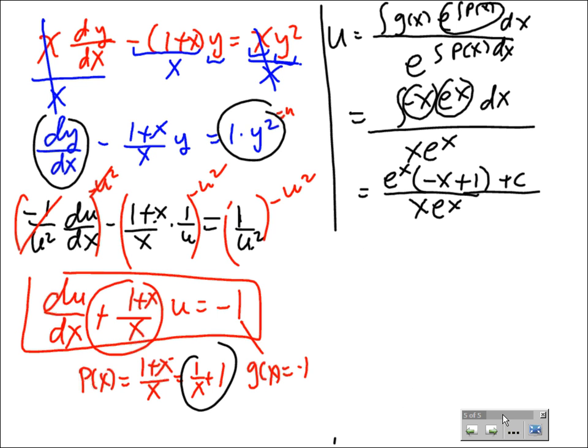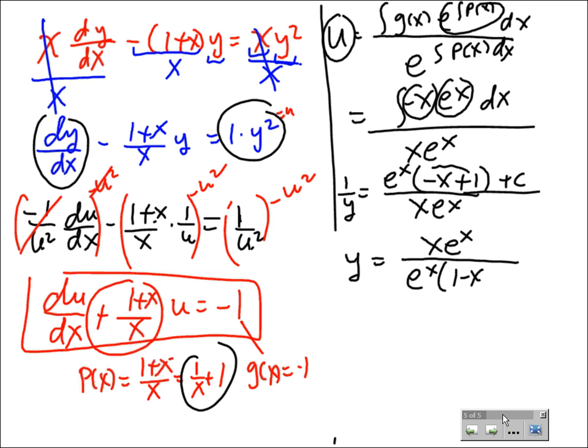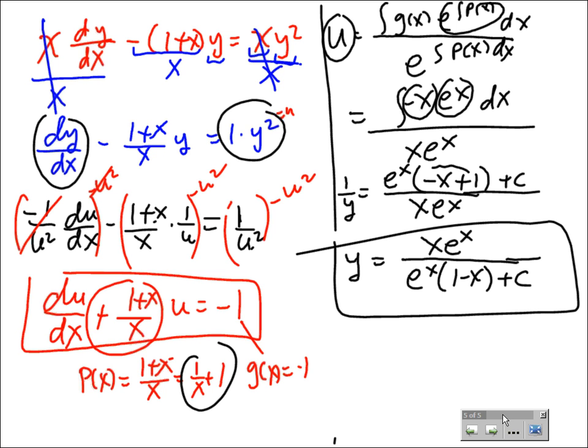Okay, now this is what u equals, but u is 1 over y. So I take the reciprocal of both, and I get x e to the x over e to the x. Instead of negative x plus 1, I'll write 1 minus x plus c. And this completes the section on substitution.